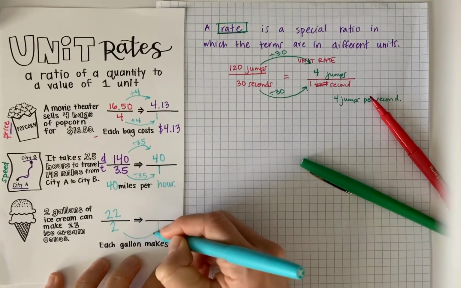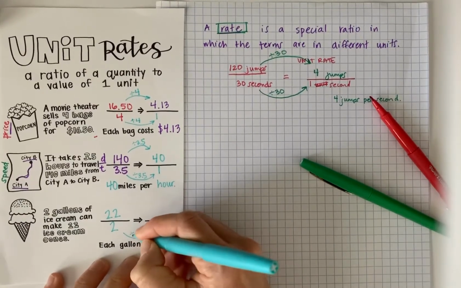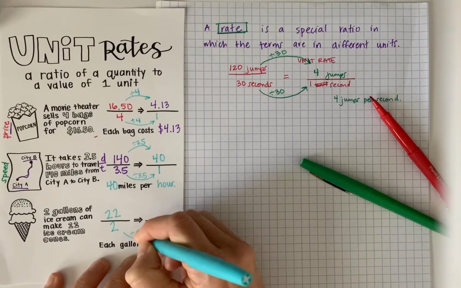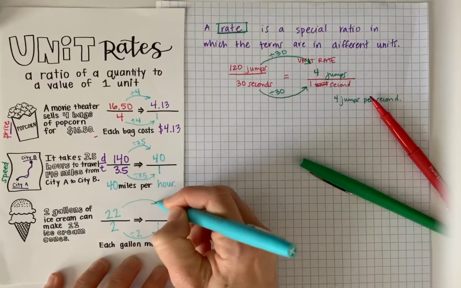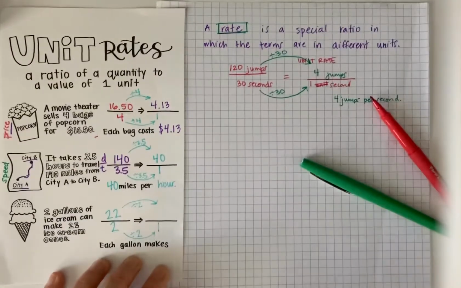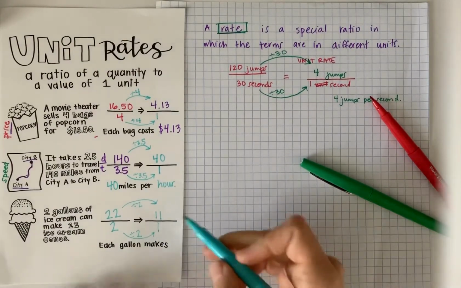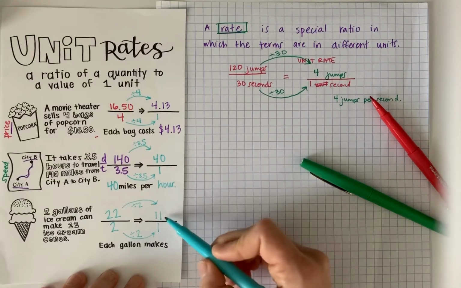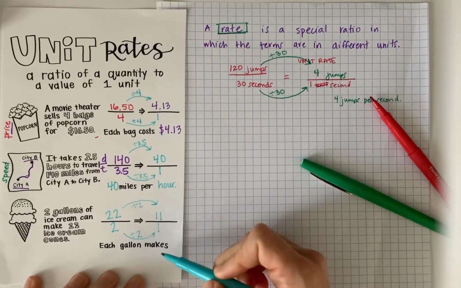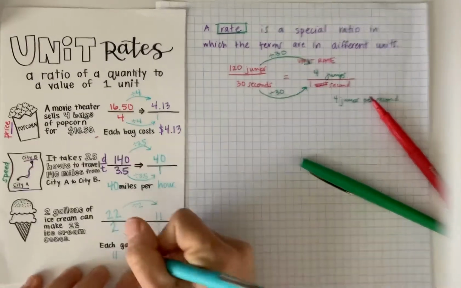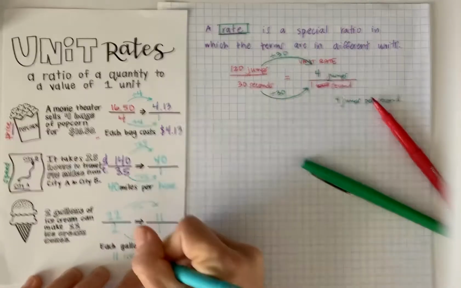So to go from 2 to 1, I'm decreasing it by a scale factor of 2. So that means divide by 2. And over here, I'm going to divide by 2. So 22 divided by 2 is going to be 11. So that means there are 11 ice cream cones made per every 1 gallon. So each gallon makes 11 ice cream cones.